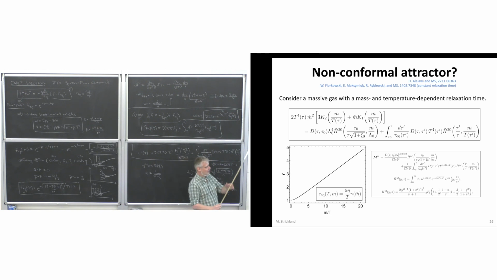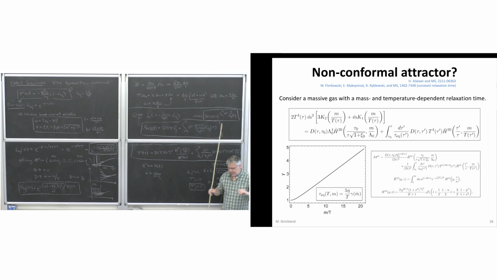So our assumption was that we could just take the now temperature and mass dependent relaxation time. It's plotted here. There's some complicated analytic function. You can compute it. In the limit that m hat goes to 0, it reduces to the conformal case. But as you go to larger and larger m, the relaxation time increases. So it should equilibrate more slowly.